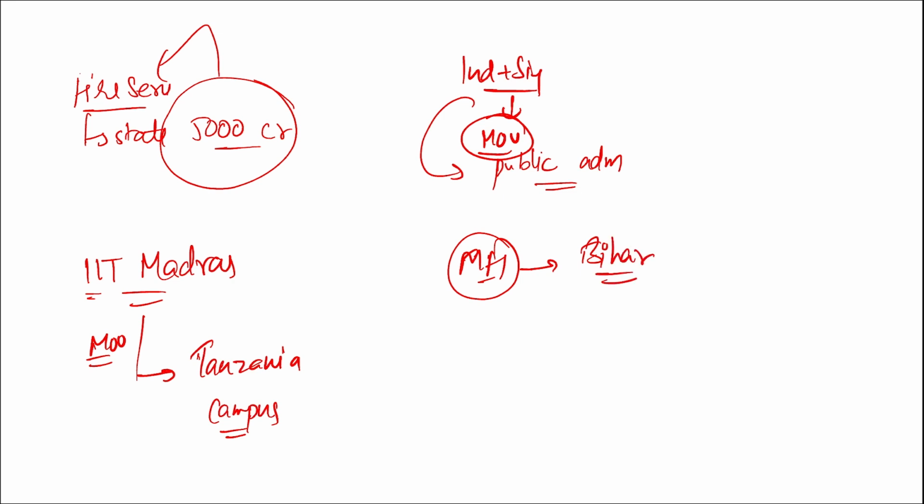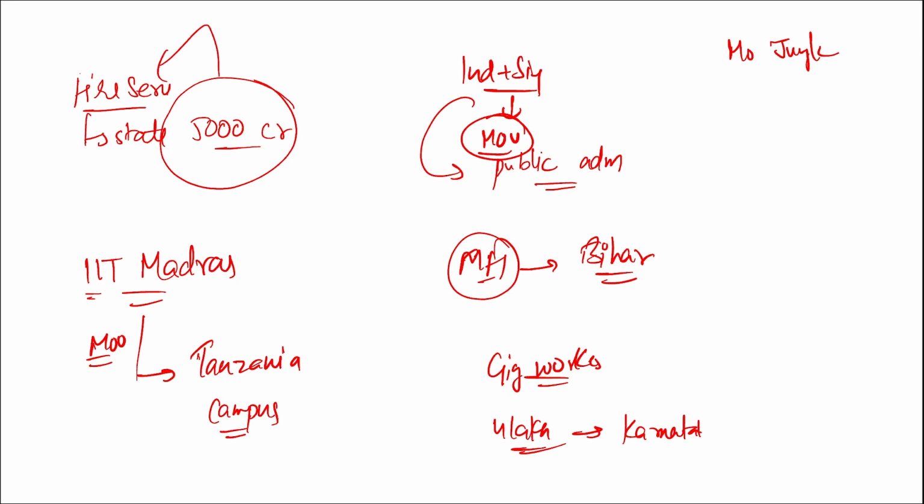Next, if I ask you, recently, gig workers in which state will be getting insurance cover of up to 4 lakh rupees? It will be in the state of Karnataka. Then Mo Jangal Jami Yojana. This was launched by which state? I have mentioned multiple times. When there is Mo, consider it by Odisha state.